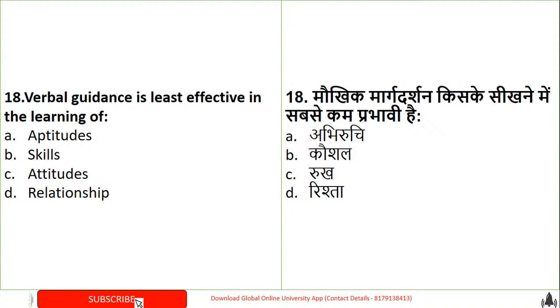Vikrant, relationship is not an answer. In relationship, verbal guidance is majorly required. So the right answer here is skills. If you want to teach any skills, training or giving hands-on experience is very important rather than verbal guidance. D is not the right answer. Here, for question 18, the right answer is skills, not D.